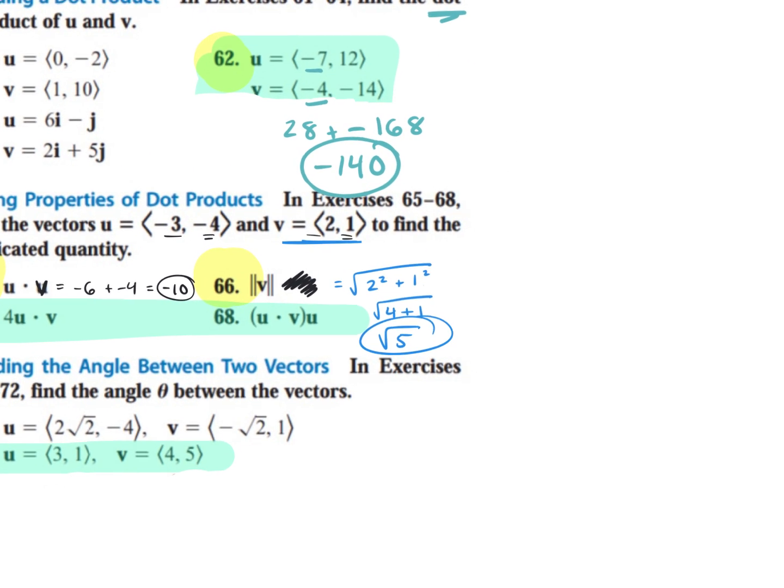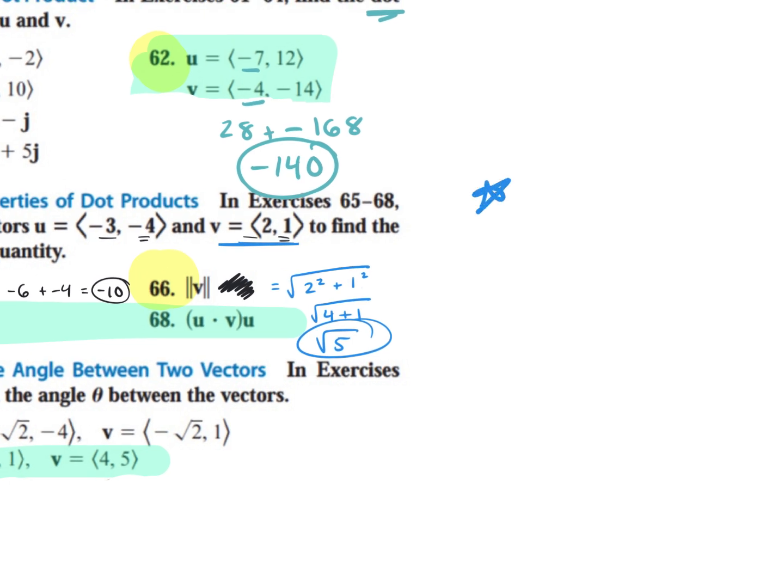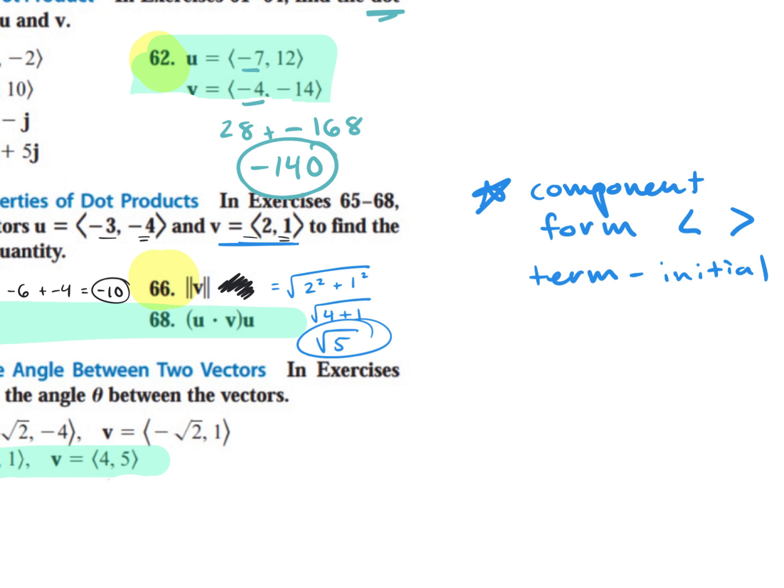If it just gives you points and it doesn't give you the vector, to come up with the vector, I'll write that down, component form, which is the brackets, we do terminal minus initial. I think most of the questions give you the vector, it gives you component form already, but just in case, if it were to give you the points, you can start off by finding component form by doing terminal minus initial.